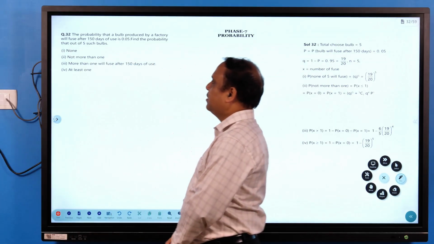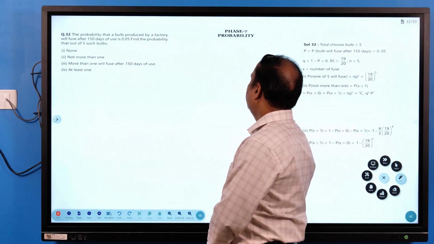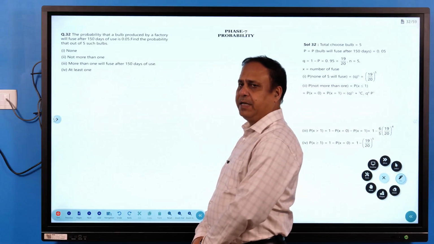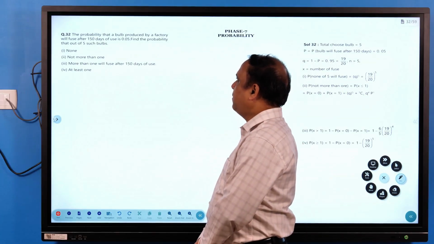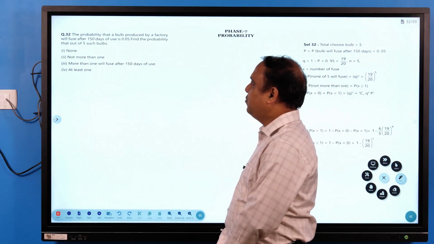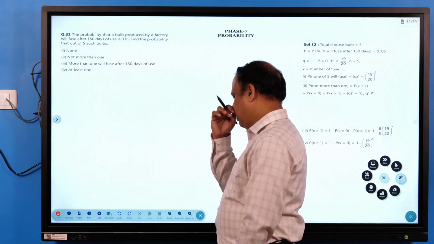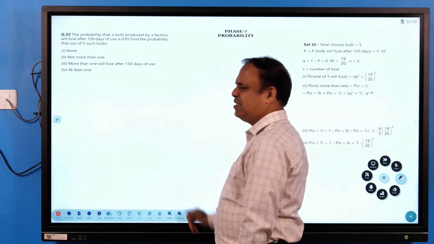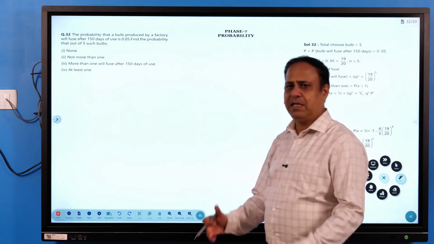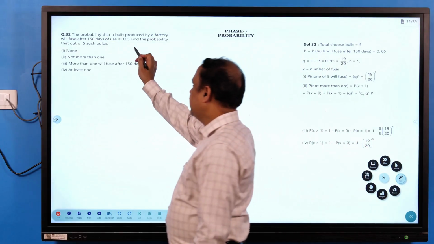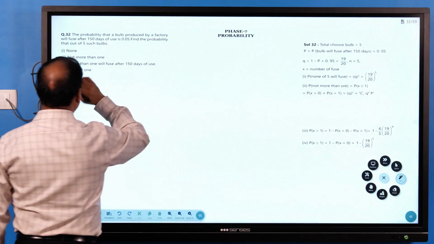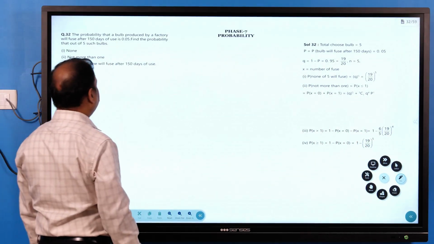So now come to question number 32, exercise 1, page 7, probability. The probability that a bulb produced by a factory will fuse after 150 days of use is 0.05. Here this 150 days is given just for confusion, whether it will fuse or not. Find the probability that none will fuse out of 5 such bulbs.